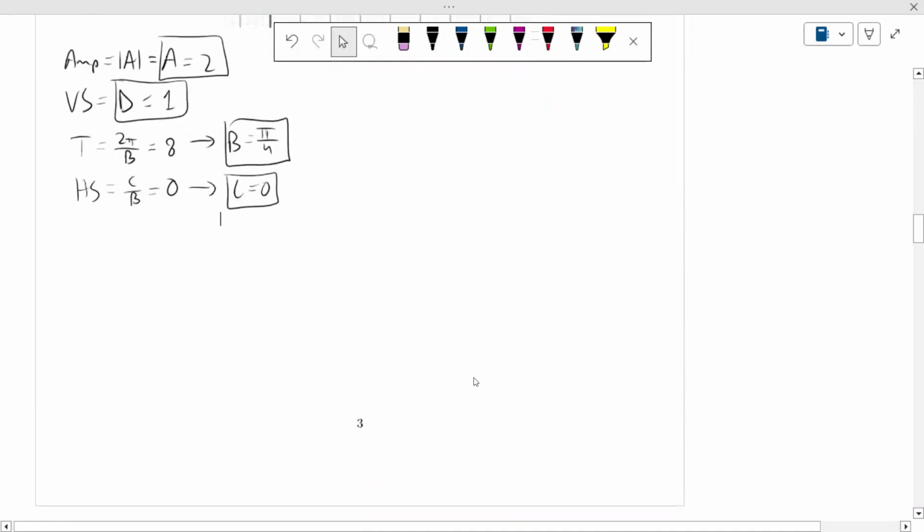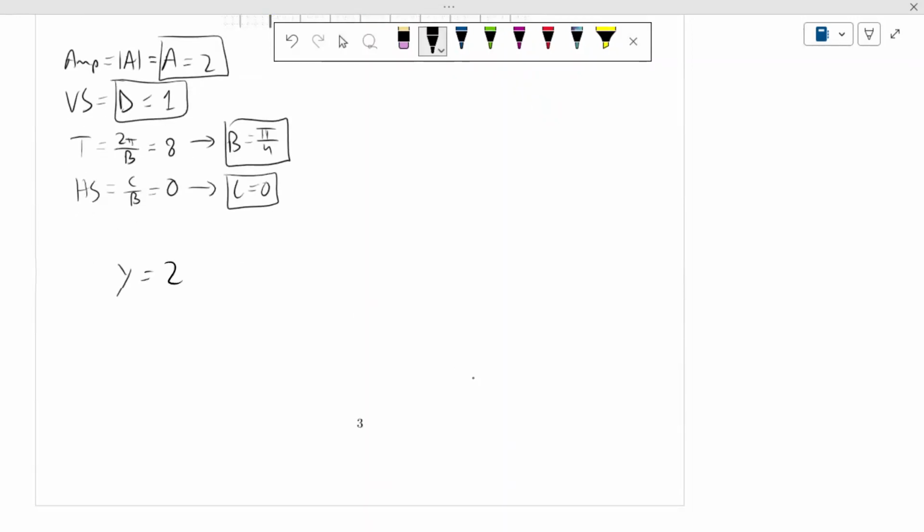Now we just plug everything in. So we have y equals positive 2 times cosine of pi over 4 x. You don't have to put minus 0 or plus 0 on the inside; you just leave it off if it's 0. And then plus 1. And that's your equation. Any questions on that?